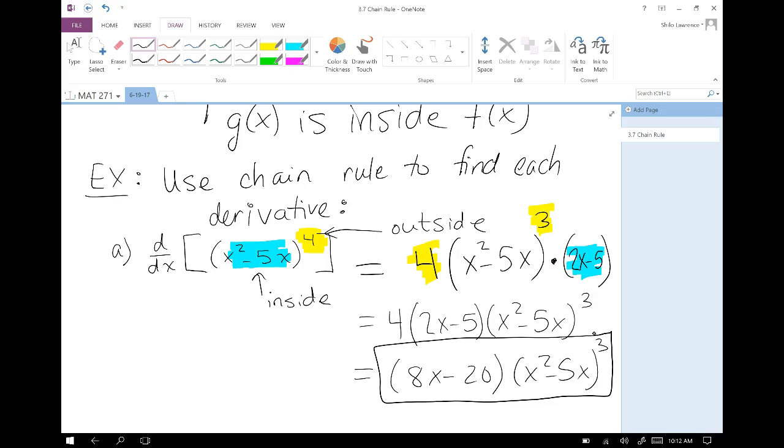Okay, so derivative of the outside function times the derivative of the inside function. If we wanted to do the second derivative, we would now have to use the product rule, because now we've got 2 functions of x being multiplied together. Product rule and chain rule.